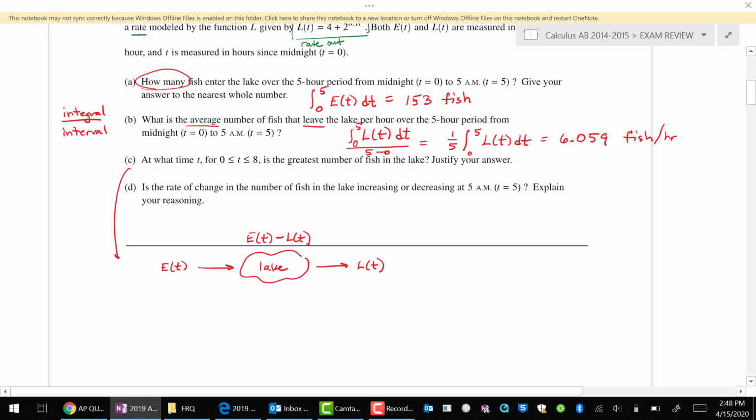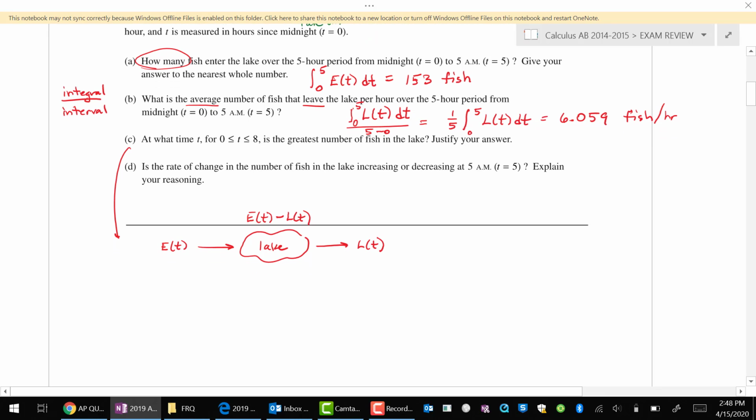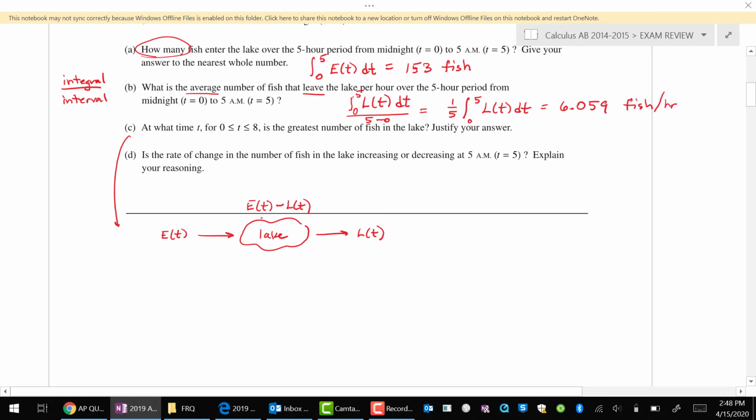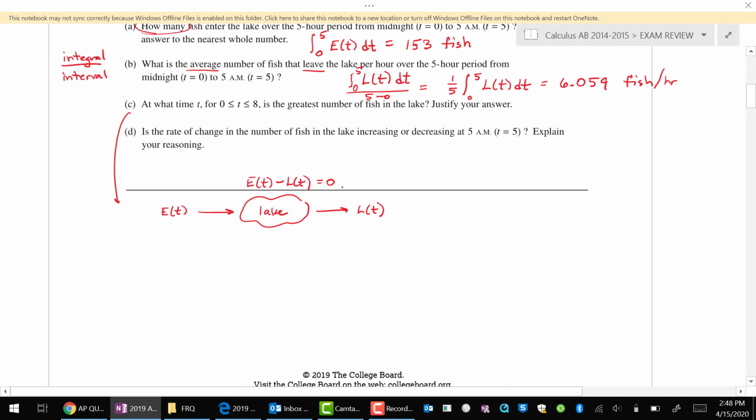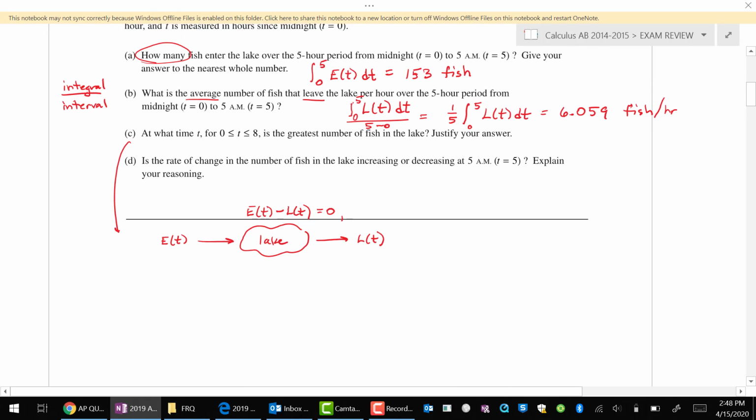So if I want to find out the greatest number of fish in the lake, let's take the rate of change of the number of fish in the lake, which is E minus L, and set that equal to 0 to find a critical point. So set E of t minus L of t equal to 0, but that is essentially going to happen whenever E and L are the same. Solve that equation for t by using your calculator.